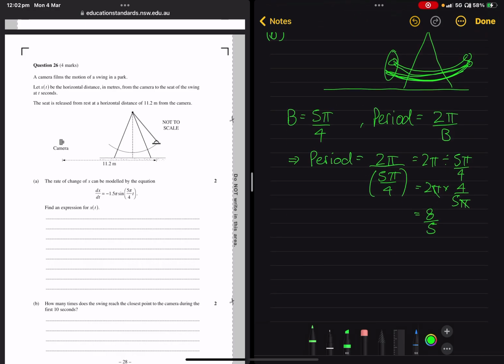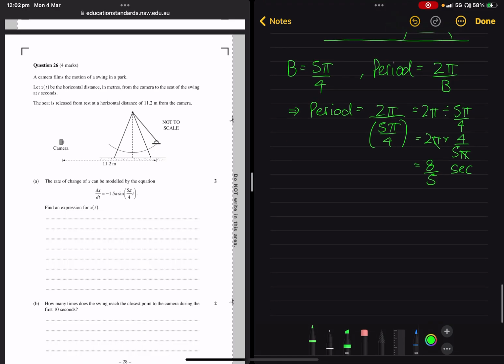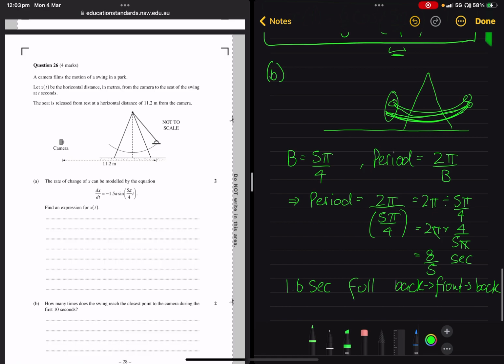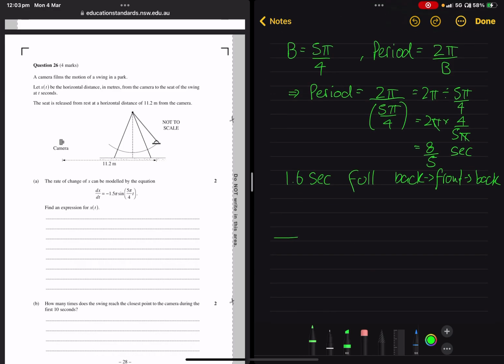And what this means is every 8 on 5 seconds, a full swing forwards and backwards is completed. If we write this as a decimal, this is in fact 1.6. So 1.6 seconds is a full back to front to back rotation. We're starting at the back, moving to the front, going back to the back every 1.6 seconds. So now we just need to work out within a 10-second time period, how many times does it reach the front? So we could draw a number line.